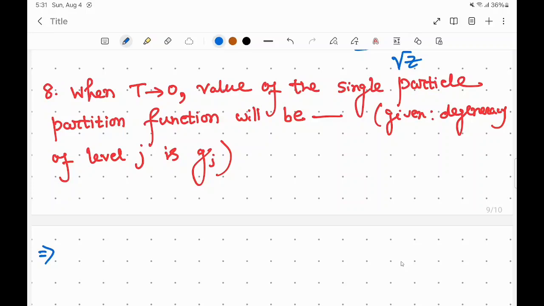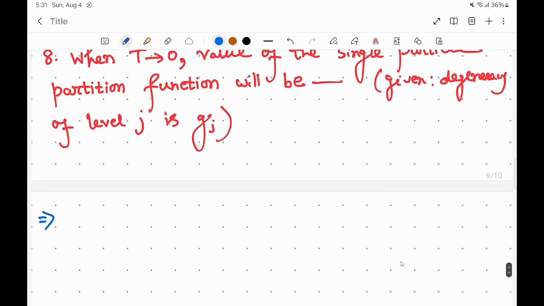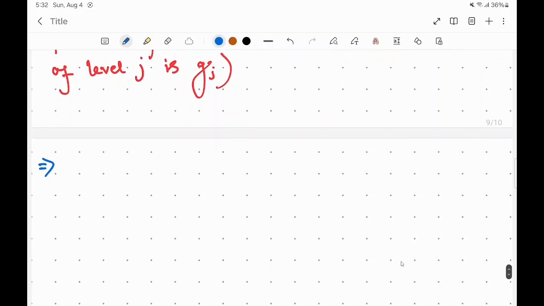As T tends to 0, the function was 1, and for infinity it's 0. That's why I did this question. That is 1 when there is no degeneracy. But if there is degeneracy, right? Yes. So what is the formula?